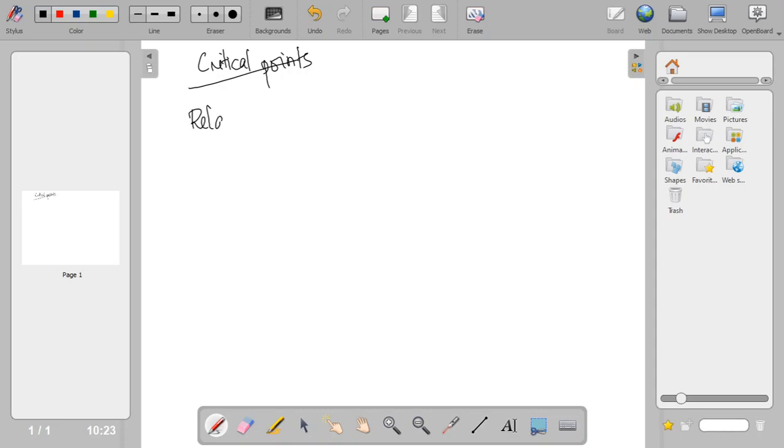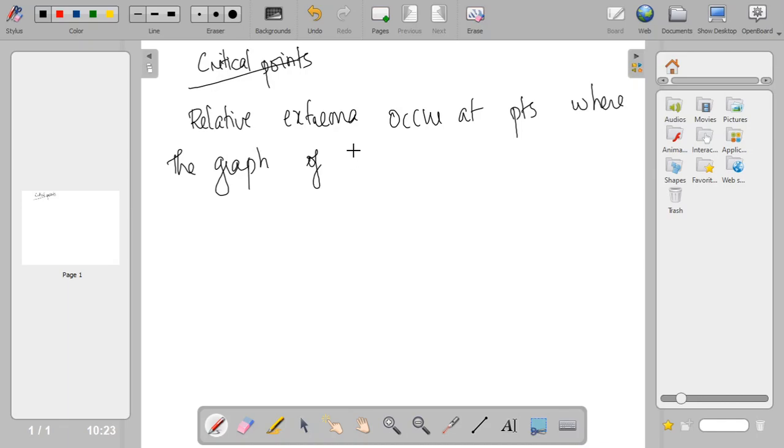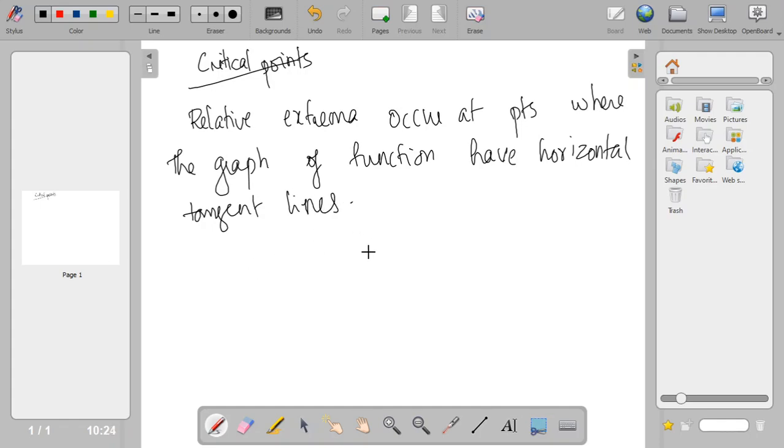So relative extrema will occur at points where the graph of the function has horizontal tangent lines, or the tangent lines will be parallel to the x-axis.